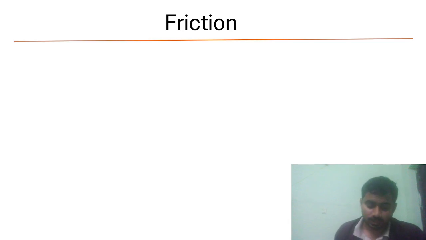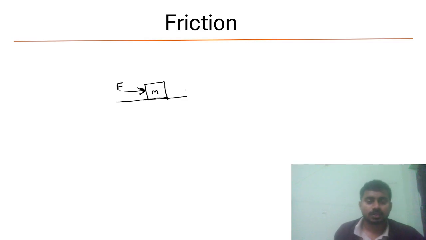So let's understand this concept of friction with one experiment. Here is a ground surface and this is one block, one body whose mass is m, and one force is applied on this body, that is F. We have studied that when there is a force on a body with mass m, it should move with acceleration a in the forward direction, with the equation F equals ma.